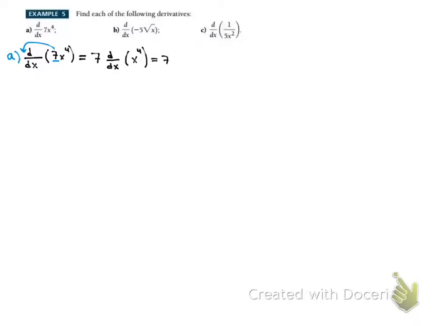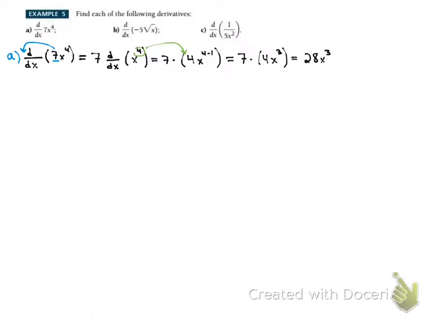So we have the 7 on the outside, and now we're going to take the derivative of x to the 4th. Well, for x to the 4th, we can use the power rule, so that 4 comes down as a coefficient. So we have 4 times x to the 4 minus 1 power, which of course just equals 3. So we have 7 times 4 times x cubed. Now we can multiply the 7 and the 4, so then we just get 28x cubed.